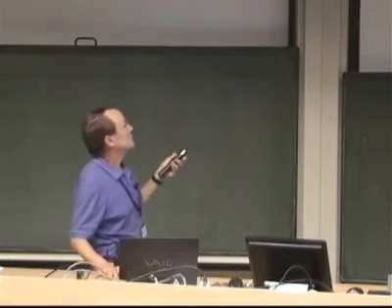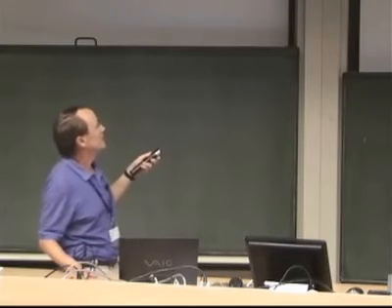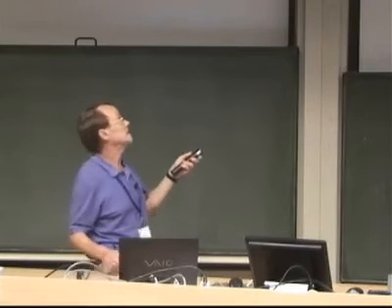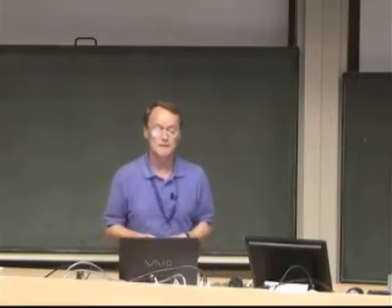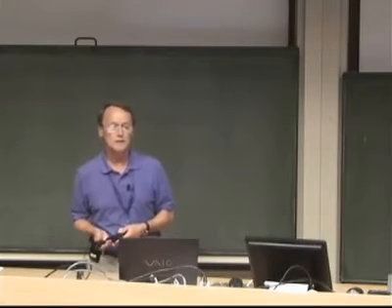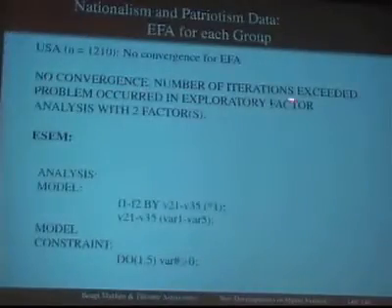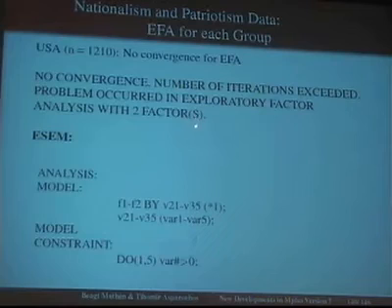An unfortunate man. But we still get a solution. When those negative residual variances are large and negative, they actually stop you from converging, which happens for the US. Troublesome US here, no convergence for EFA. And you get this scary message: number of iterations exceeded, problem encountered, exploratory factor analysis with 2 factors.